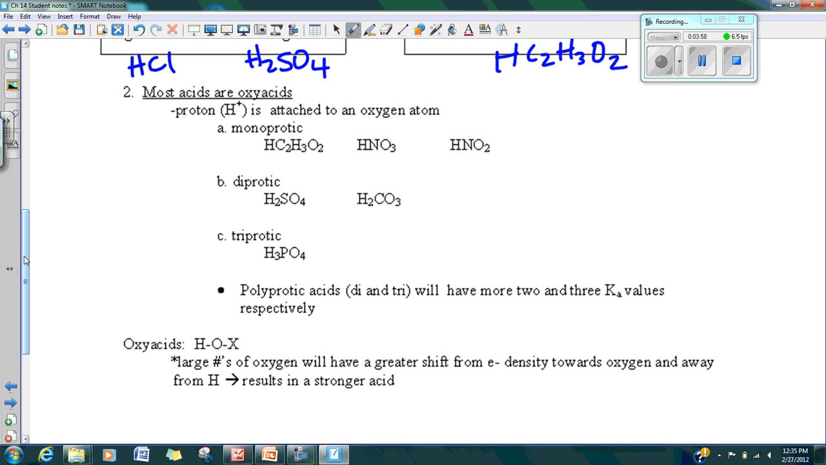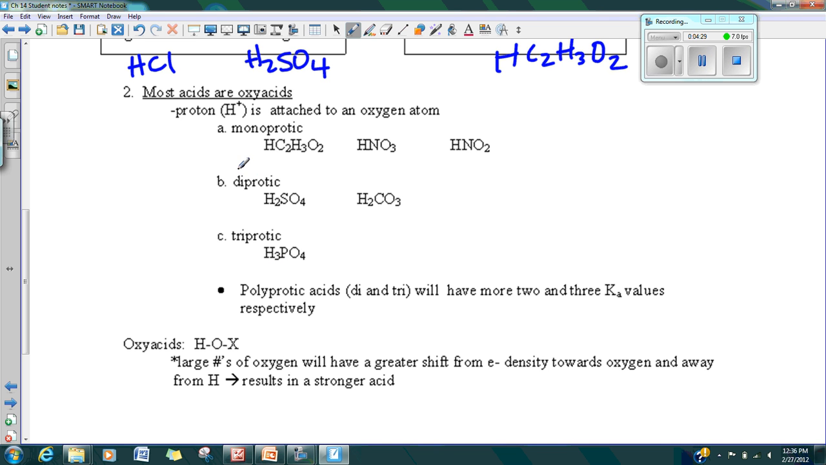whether it's going to make it strong or weak. Another category that we need to take a look at is that most acids are oxyacids. As you see the name oxy, you should be thinking there must be some oxygen attached. So we have a hydrogen proton attached to an oxygen atom. Now, this right here is acetic acid, monoprotic, meaning that it has one hydrogen here. Diprotic, sulfuric acid, 2. Triprotic, phosphoric acid, you can see it has 3 hydrogens here.